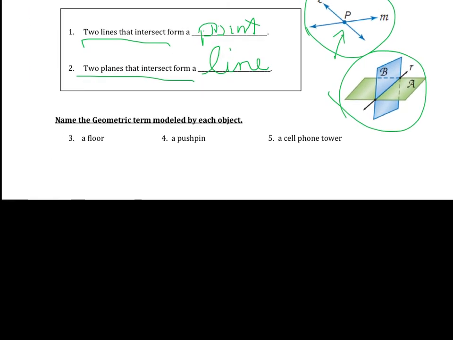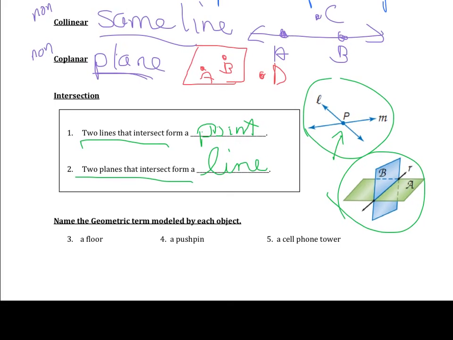So, a generic term modeled by each, name the geometric term. So a floor, that's kind of like a plane. A push pin would be like a point. And a cell phone tower, well, that would be kind of like a line.